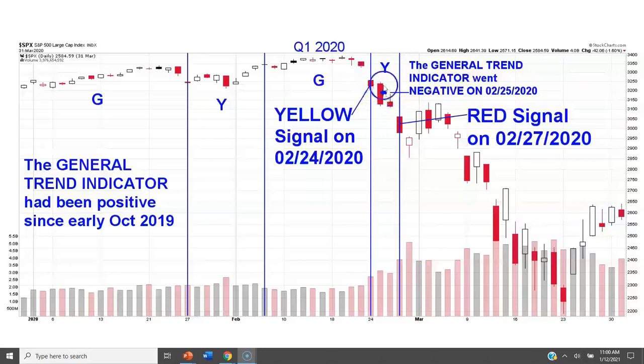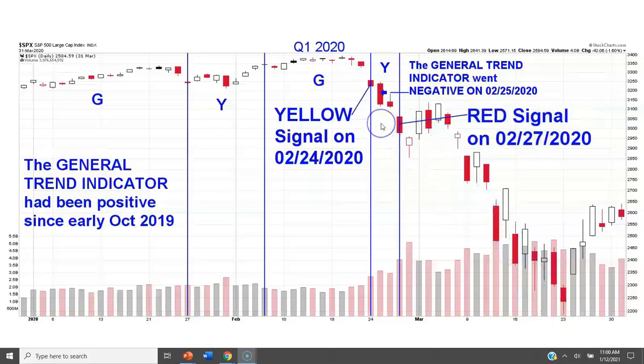And then on Tuesday, the 25th of February, the general trend indicator went negative. And that general trend indicator had been positive since October of '19, okay? So right there, just a few days after the all-time high in the S&P 500, the risk signals started to tell you that something was changing, that there was increasing risk in the stock market. And by Thursday, February 27th, the risk signal was red. And then, of course, the market sold off hard from there.